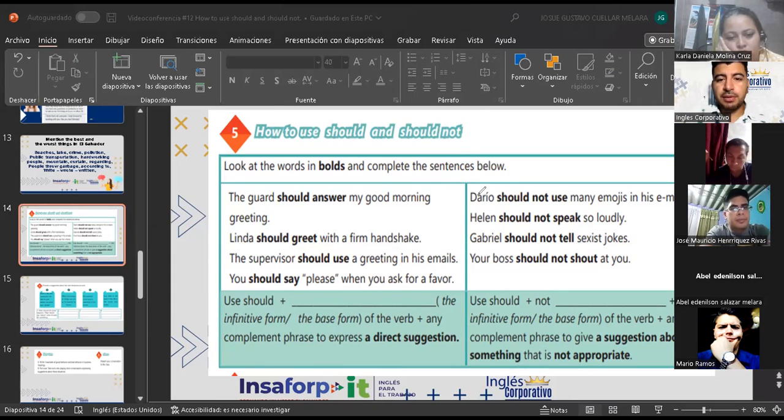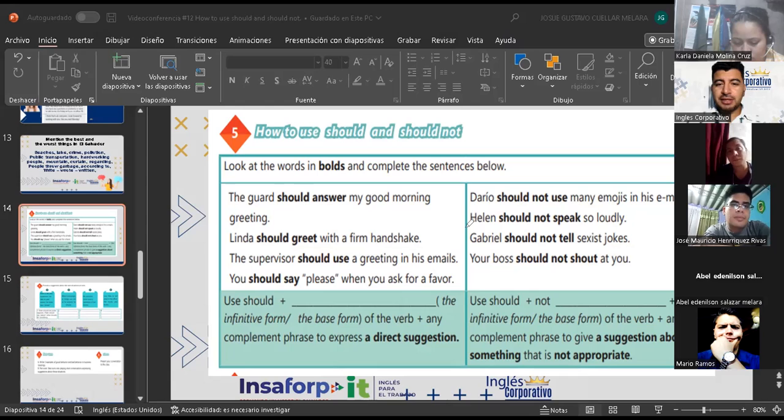Jose, can you help me with the first one here? Darío should not use many emojis in his emails. Darío no debería. When you write some emails, it is expected to be formal. Se espera que sea más formal. And if you use emojis, it is not so formal. Okay. And what about Fatima?